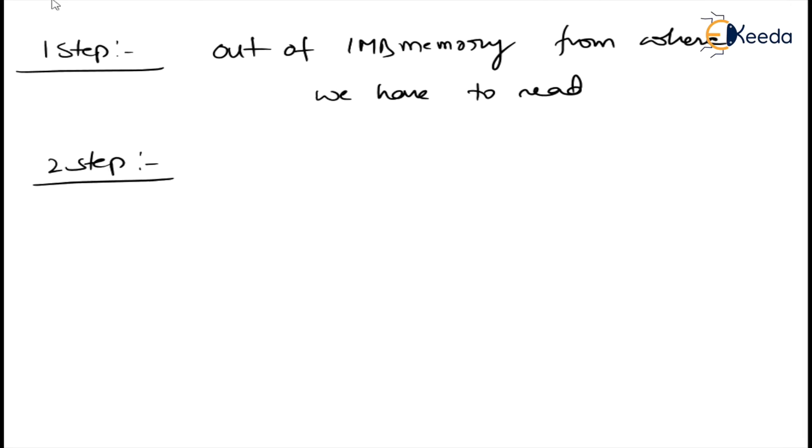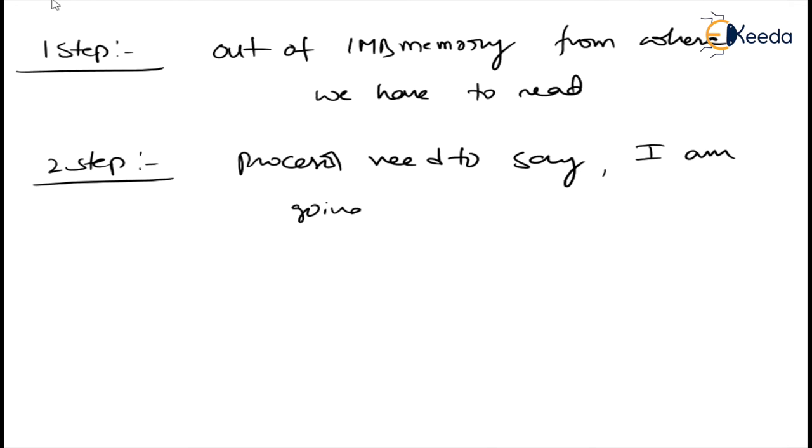Coming to the second step, the processor needs to say that it is going to read. How can we perform the read operation? By putting RD bar low.